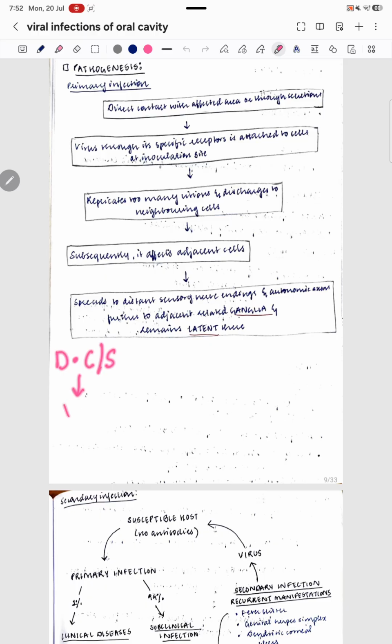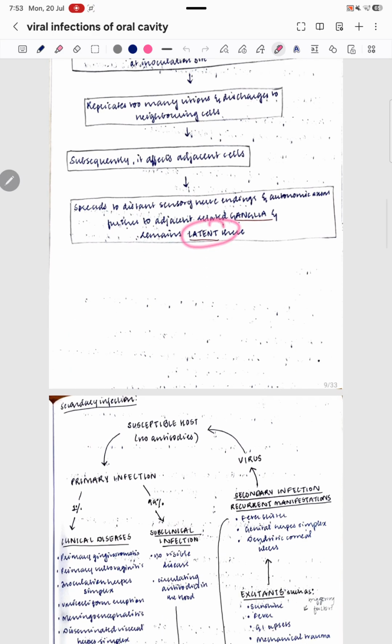Then this virus, through its receptors, attaches to the host cell and starts replicating in the host cell. It divides into many virions, that is the daughter viruses, and discharges to the neighboring cells. Basically it spreads to the neighboring cells, then affects the adjacent cells and then the nerve endings, ganglia, and then goes into dormancy or latent stage.